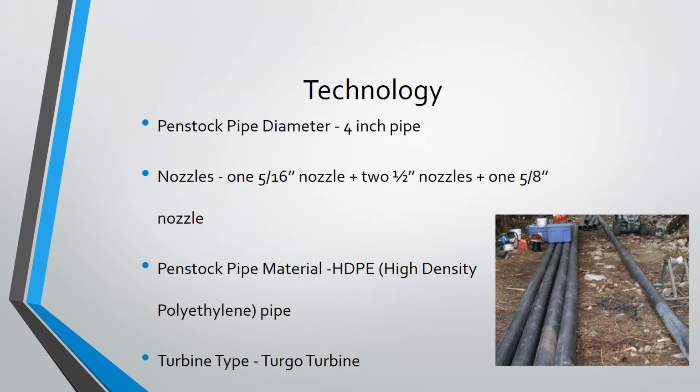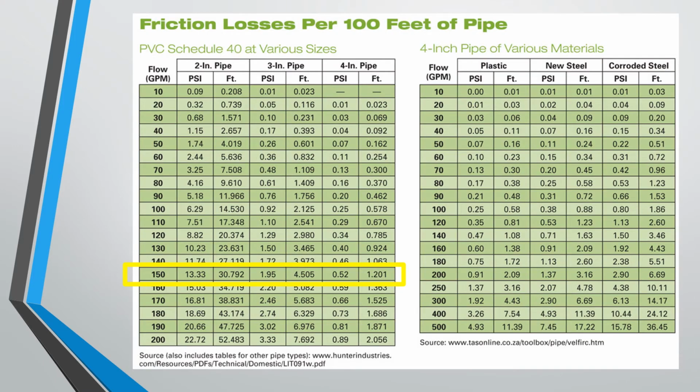Alright, so let's talk about the technology that would be used for this project. The first thing that we want to consider is the penstock pipe diameter. I chose to use a 4-inch pipe. So this is the chart you look at. So we would go to the design flow that we're using, which would be 150 gallons per minute. And you go over to the feet loss. So let's look at the 4-inch diameter pipe, how much loss there would be.